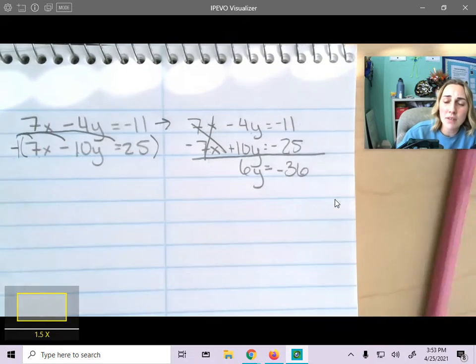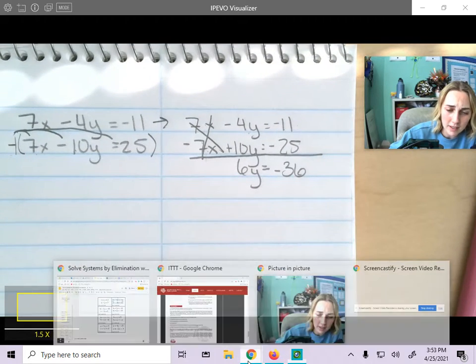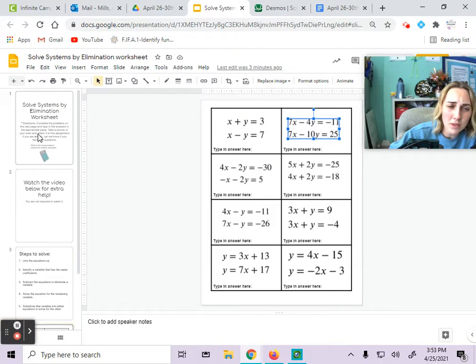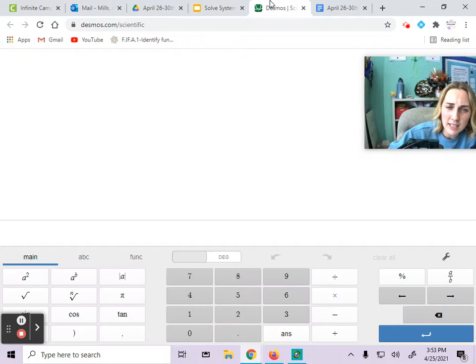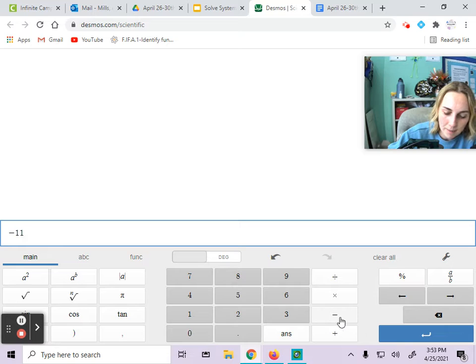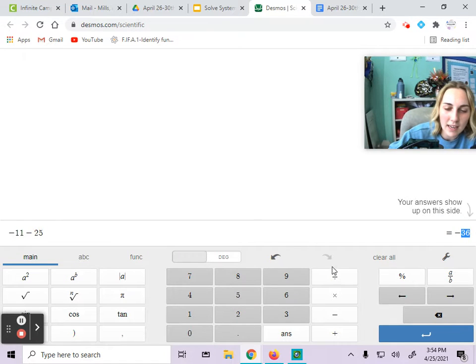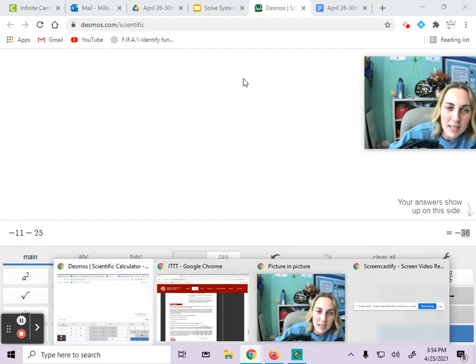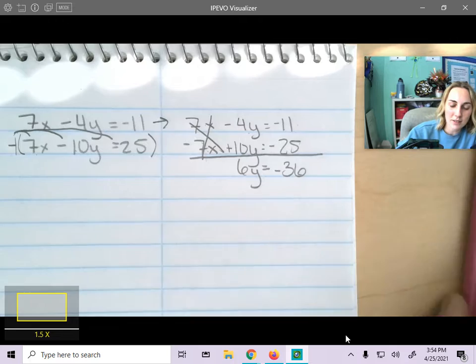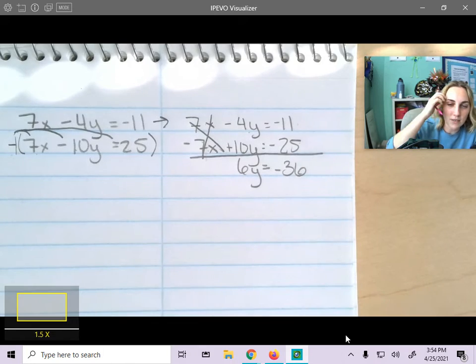But if you're not 100% sure, remember, I have a calculator here for you. You can always use it. Click on the picture. It'll take you here. And I just wanted to remind you, negatives in this calculator are going to be your minus sign. So you would put negative 11 minus 25 and see if it gives you that answer. Get used to this calculator. I think that'll help you out. But anyway, negative 11 minus 25 gave me negative 36.